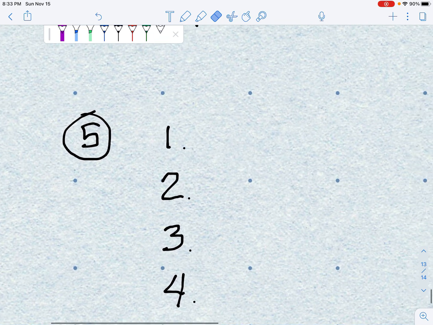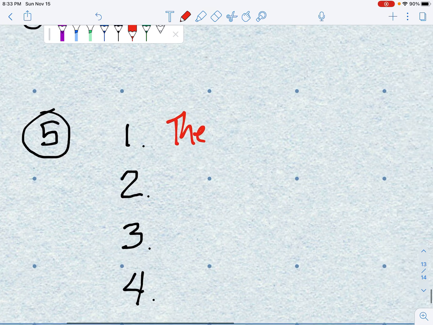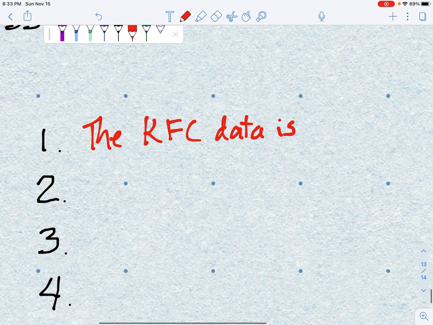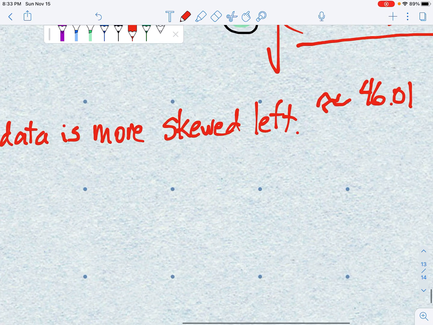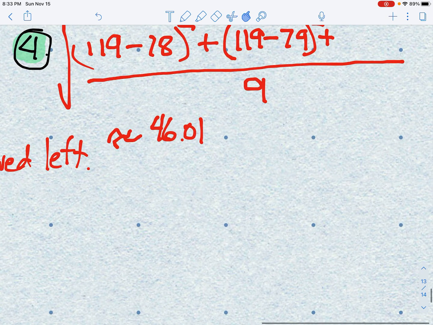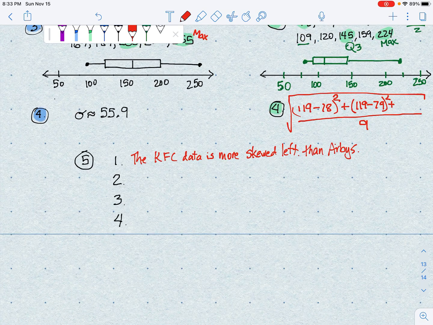So I'm ready to write some statements here. Again, the first statement here would be that, what did I call it? The KFC. The KFC data is more skewed left, got to get this out of the way, then what did I say, Arby's? All right.